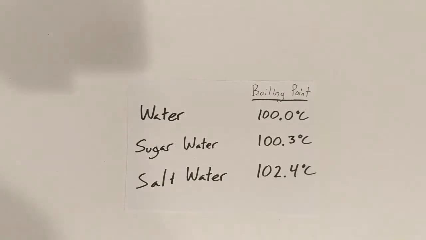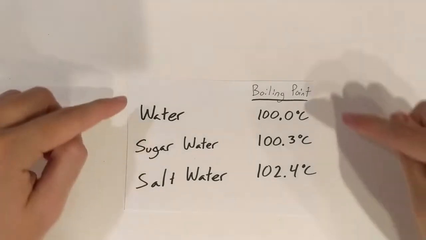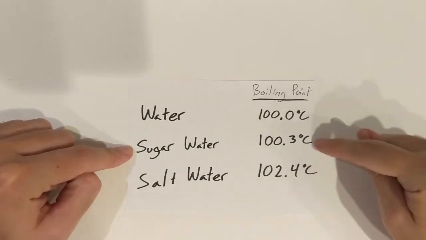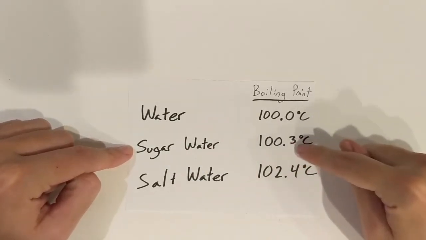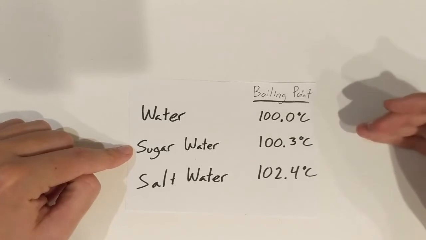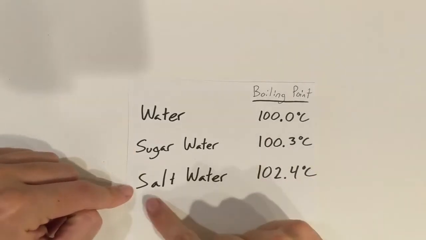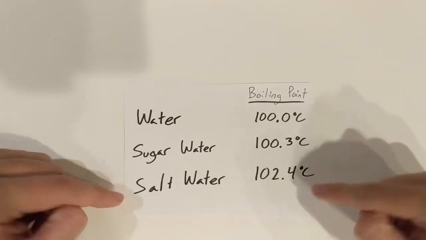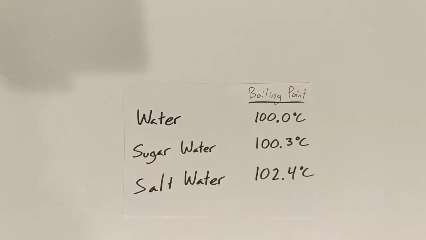So here's our results from that lab. Our water boiled at 100 degrees Celsius. When we added sugar, the boiling point was 100.3 degrees Celsius, so a little bit higher. And when we added salt to the water, our boiling point was 102.4 degrees Celsius, so even higher. So let's take a look at our intermolecular forces and what was going on.